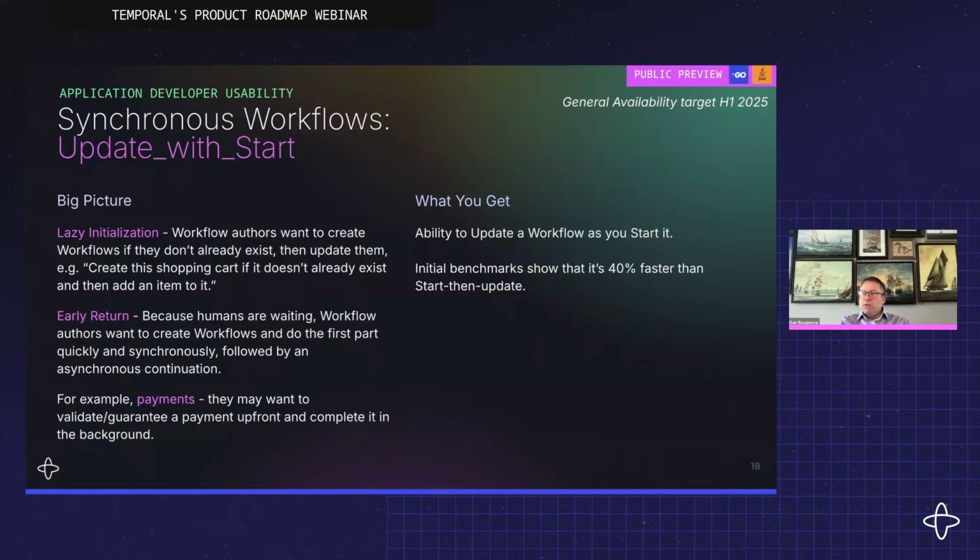Our initial benchmarks show that it's 40% faster than doing update and then start. So it's really just a change to our model and an optimization. And we hope it serves, again, a broader use case. Our public preview for this is in Go and Java, and we're targeting GA pretty quick with it. So to get some more people using this soon.